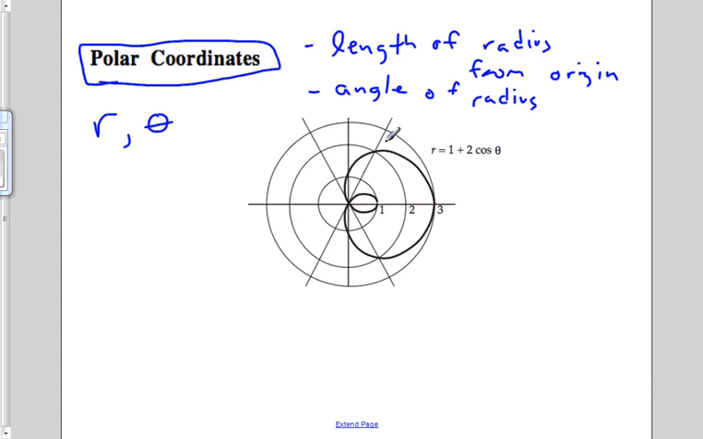Okay, so as I said, polar coordinates allow us to draw some really cool graphs. Here's one of them right here, which is defined by 1 plus 2 cos theta. And we're going to be looking at polar coordinates and how to get the graphs in this lesson.